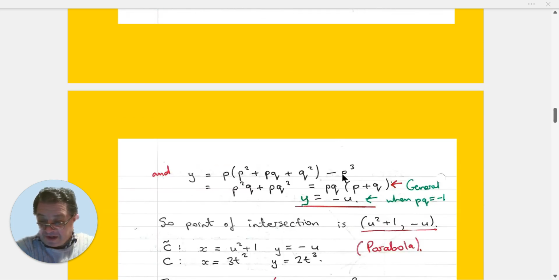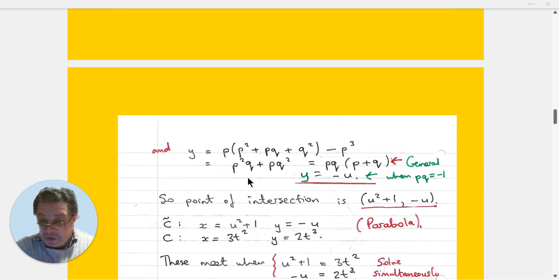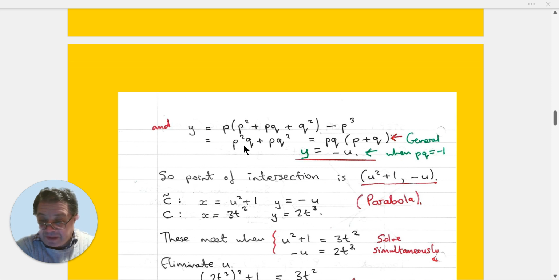We now need the y value. Y is px take p cubed, so putting the x value in that we've just found, that simplifies in general to pq times p plus q, and then using u equals p plus q and pq is minus 1, we get y is minus u. So if the two tangents to the points are perpendicular, we get the point of intersection u squared plus 1, minus u.